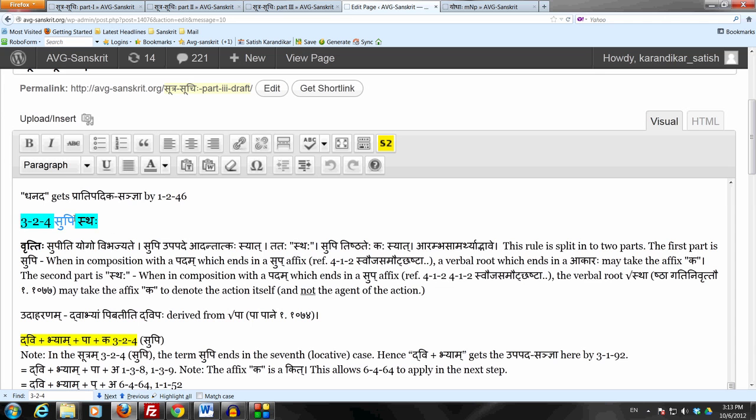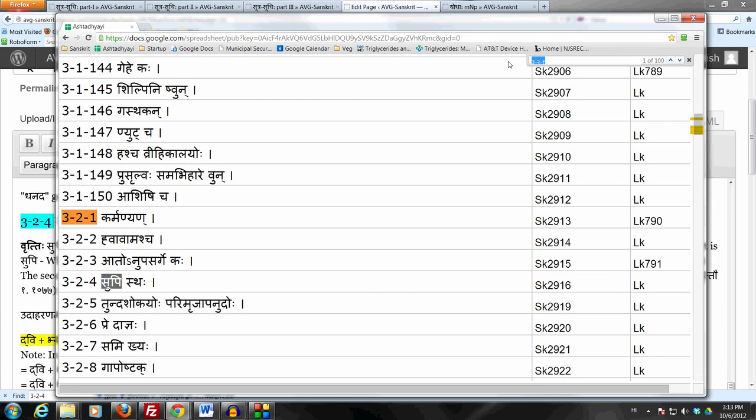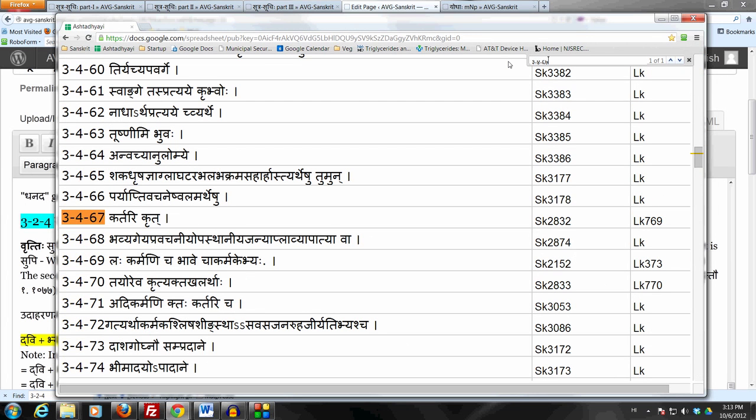Now, before we go on, let's remind ourselves that all these krit pratyayas, all the krit affixes, these participles, unless stated otherwise, are used to denote the agent of the action, kartari.